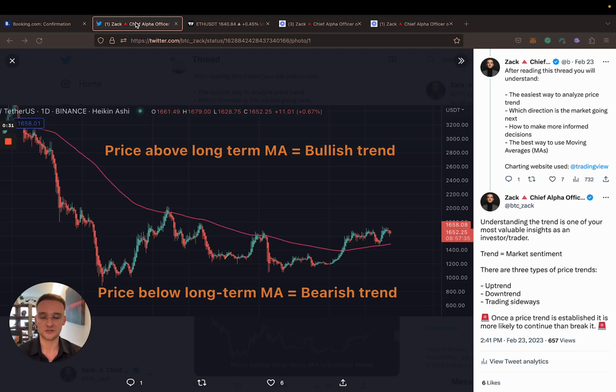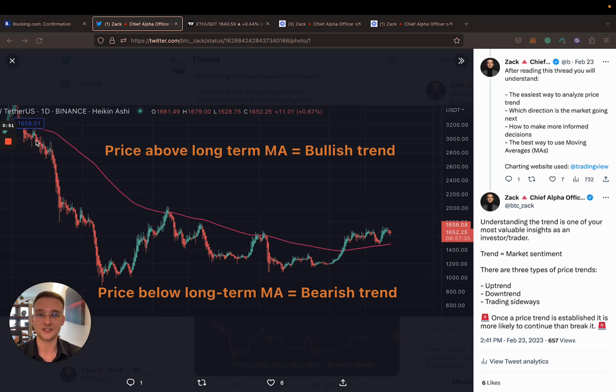Doesn't matter whether you're trading stocks, crypto, gold, or currencies, you will be able to take advantage of this strategy. Now, this can be as simple as what you see right now on the screen, which is one single red line, a long-term moving average showing you the direction of the price.